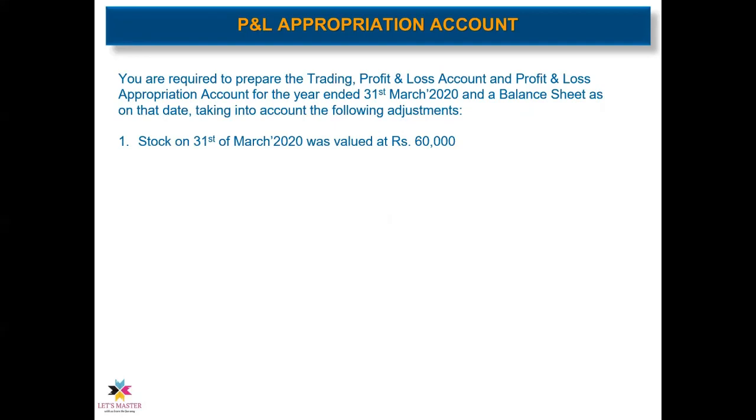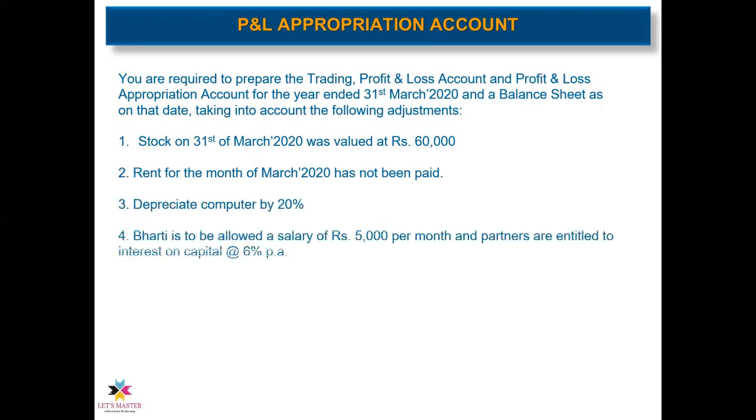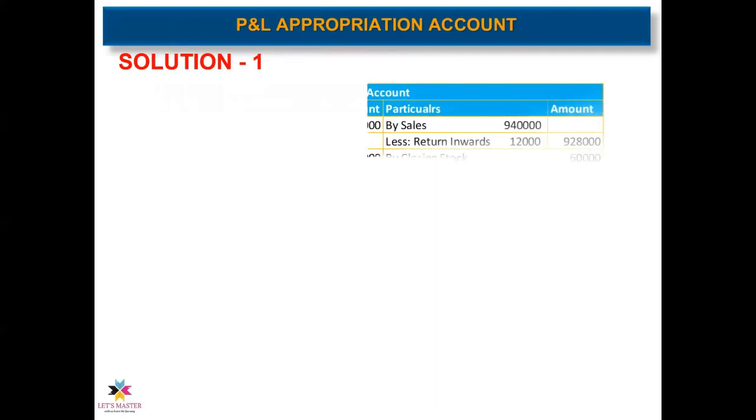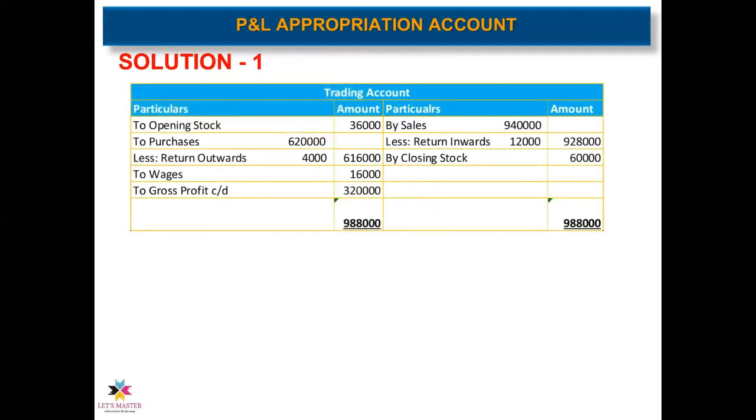The closing stock was valued at rupees 60,000. Rent for the month of March 2020 has not been paid. Depreciate computers by 20%. Bharti is allowed a salary of rupees 5,000 per month, and partners are entitled to interest on capital at the rate of 6% per annum. So considering all these adjustments and the trial balance, first of all, we will prepare the trading account.